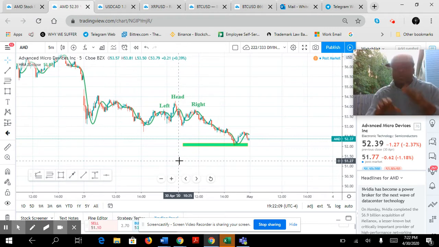But sometimes it can move sideways. It doesn't seem like it's moving much, but then when you clear out and you go down to the lower time frame, you do see that it is moving. Like you can see right here on this chart, this thing did move today.